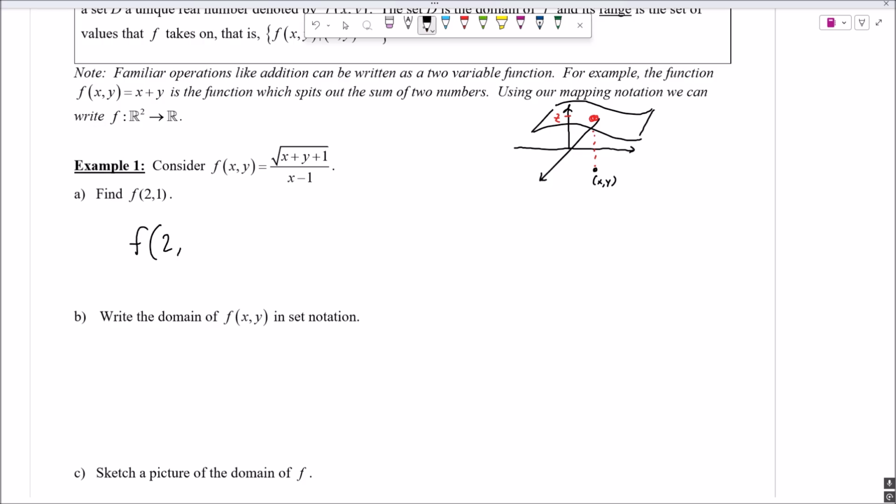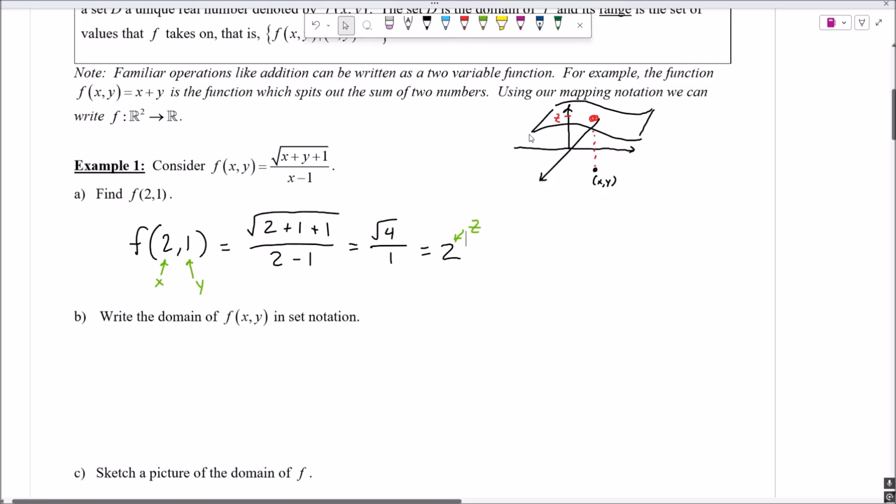Well, sure, if I want to calculate f of 2, 1, it's probably no surprise that the 2 is representing x, the 1 is representing y, so all I do is go to my formula and plug in 2 for x and 1 for y. If I do this, of course, I'm going to get the square root of 4 up top over 1 on bottom, and so I get a 2. That 2 represents a z-coordinate. So I plug in an x, y, and what I calculate back out is a z.